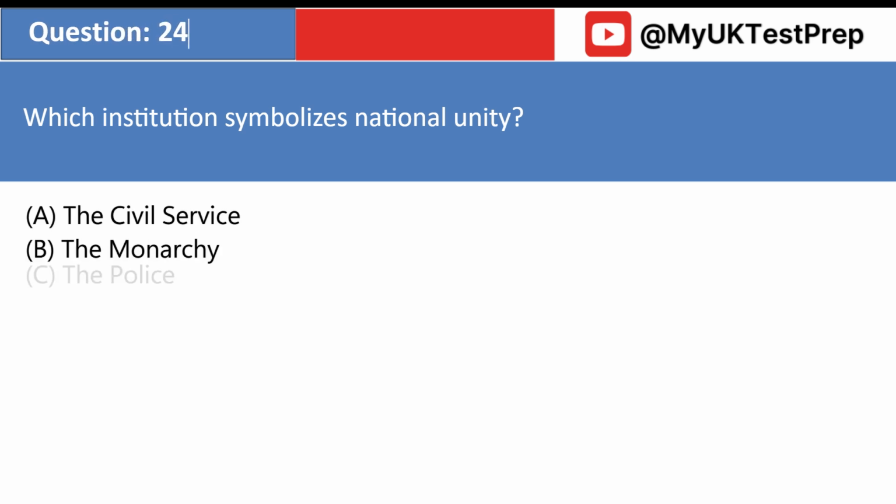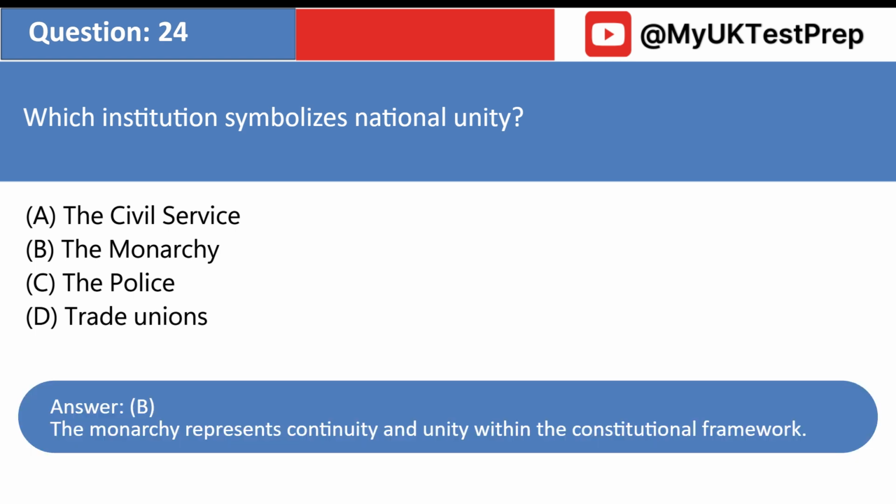Which institution symbolizes national unity? A. The civil service. B. The monarchy. C. The police. D. Trade unions. Answer: B. The monarchy represents continuity and unity within the constitutional framework.